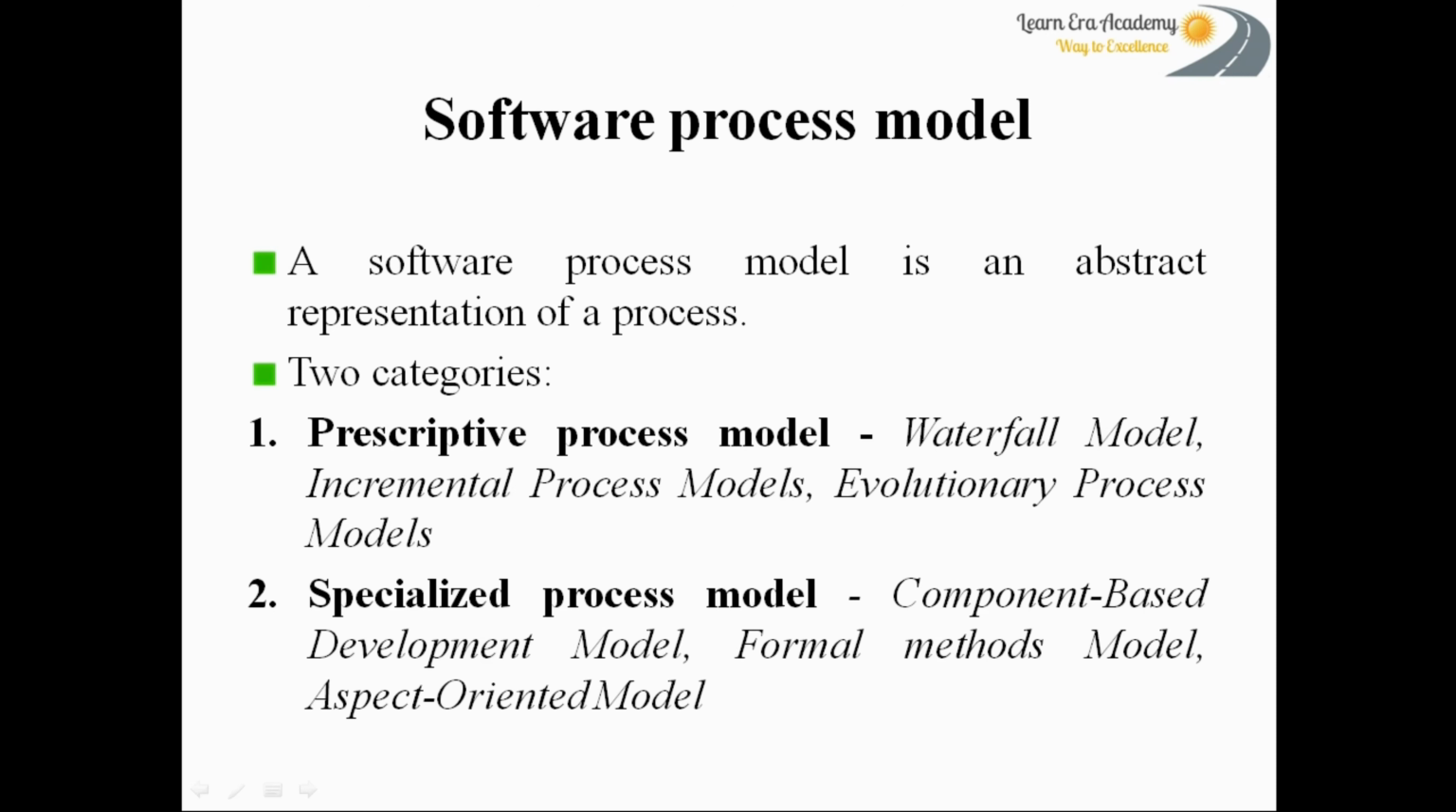A prescriptive model is a model that describes how to do things according to a certain software process system. That is, it describes how a new system should be developed. Some of the models are waterfall model, incremental process model, and evolutionary process models. The next category is specialized process model. It consists of component-based development, formal methods, aspect-oriented software development, etc.